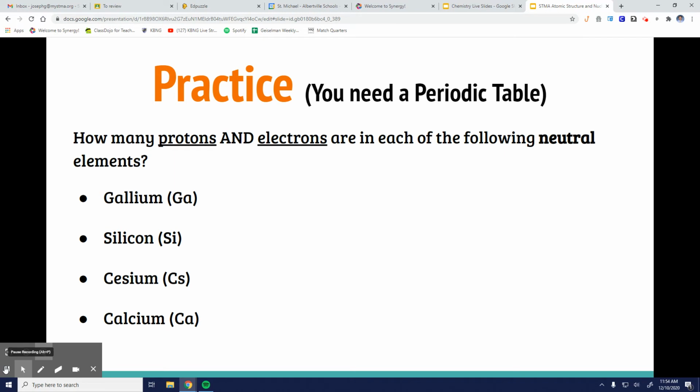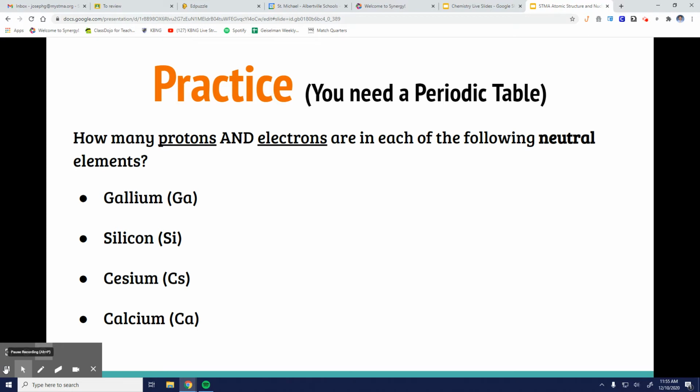Hopefully you had enough time to get that done and you did a good job. So if we look on the periodic table, gallium is atomic number 31. That tells us that there's going to be 31 protons, and if the atom is neutral, it's going to have 31 electrons. Silicon is our next one. If we look at the periodic table, silicon has the atomic number 16, telling us that there's 16 protons, and if it's a neutral element, it's going to have 16 electrons.